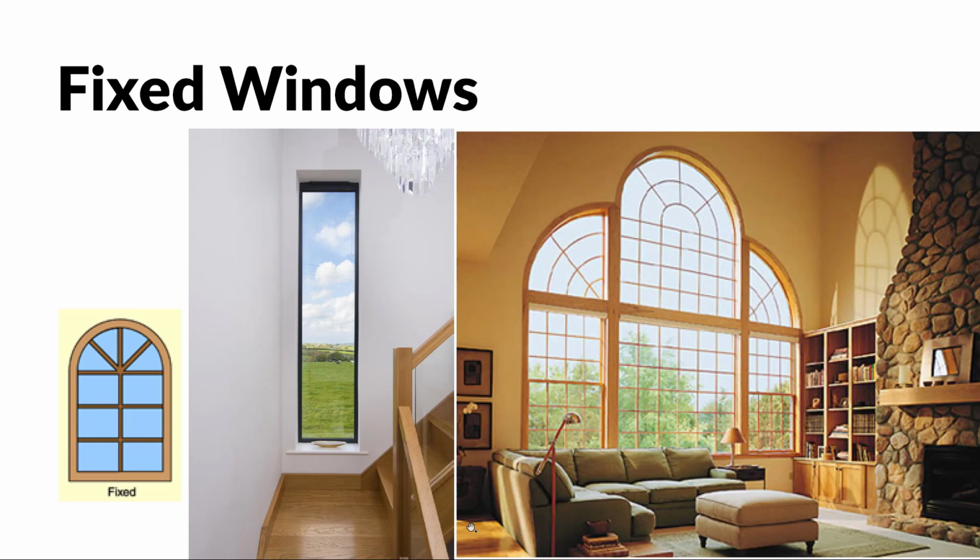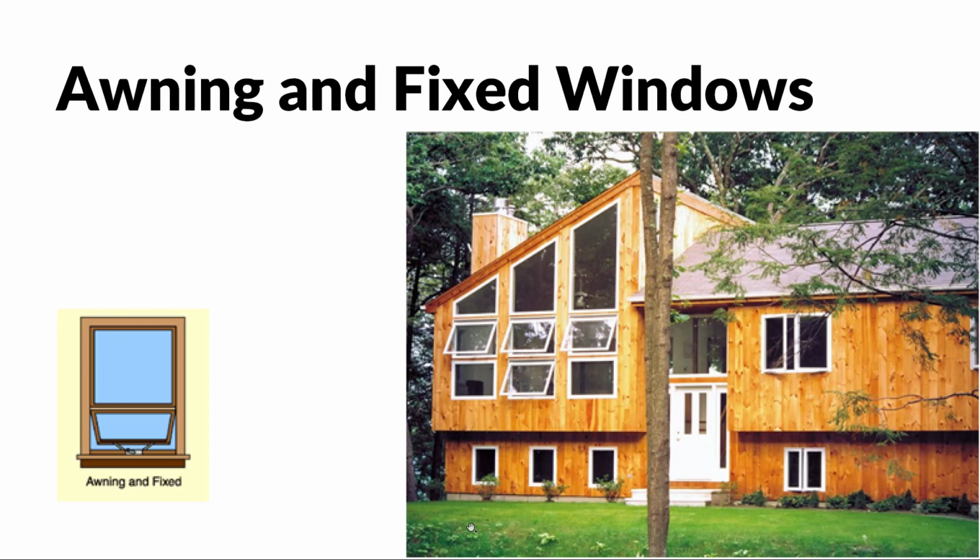We can also have fixed windows. Fixed windows don't open. They can have many different appearances, just like all of these window types. The style can vary between being very simple and rectilinear to arched with mullions and all that. But the key thing here is that fixed windows are fixed in place. They do not open. We also have awning windows that are usually in combination with fixed windows. So that combination of awning and fixed. So the fixed part is above in this example, and that's pretty common, and that, of course, does not open.